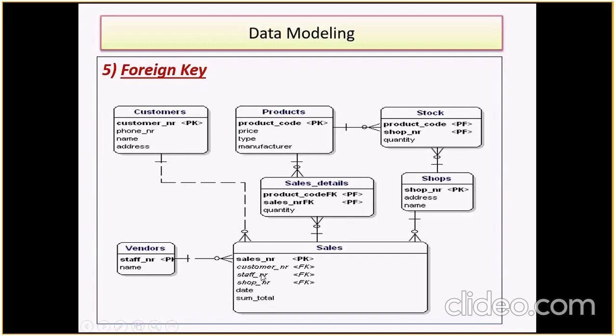Same as staff number. Staff number is coming from vendors here, and that is a primary key in that table. Again, shop number. Shop number is coming from shops, and that is a primary key in that table. Got it?